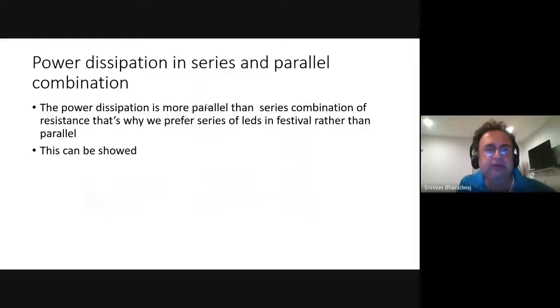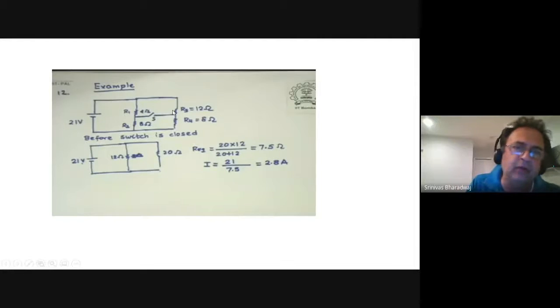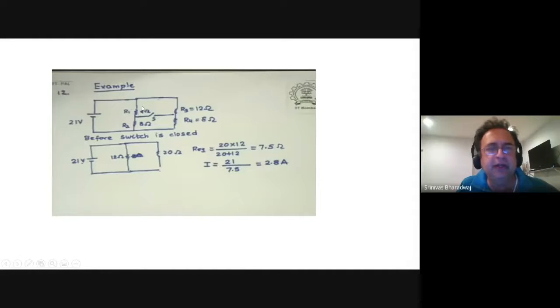Now when you have to do power dissipation in series and parallel, if you wanted to find the power of each of these resistances, you get the I for each. We found the total I as 3, this one as 2.25, and that one as 0.75. If you wanted the power dissipated in this resistor, you have I square R. If you got the V, then you can do V square by R.